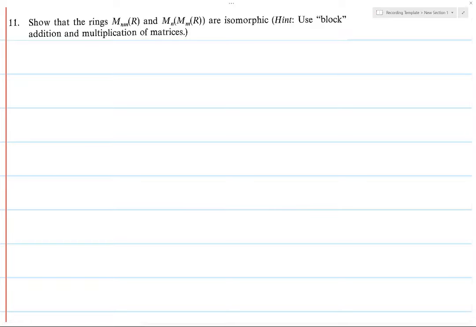Alright, here's an interesting problem that I'm going to outline for you, but then leave you to do all the work, because it probably looks super tedious.